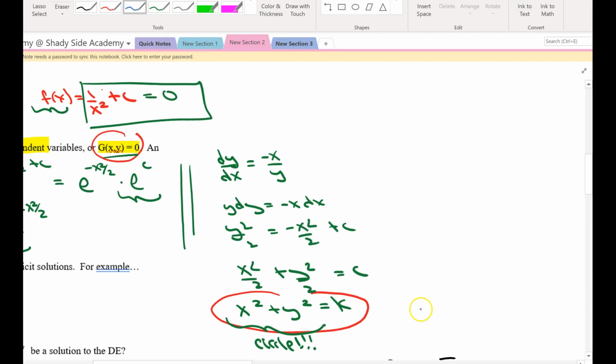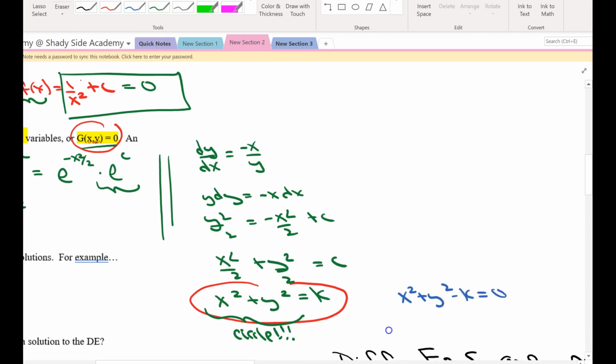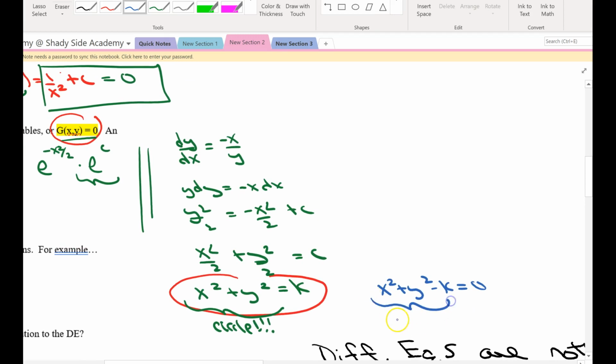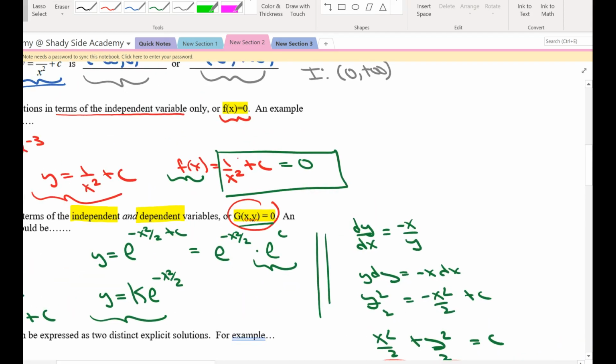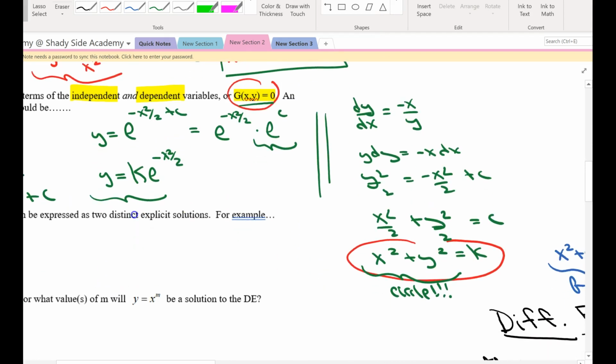So what is my function of x and y? Well, watch what I do here. If I just do this, x squared plus y squared minus k equals 0, look what I'm looking at. This here is just a function of x and y, set equal to 0. That is it. All right, everyone good? Good, good, good.